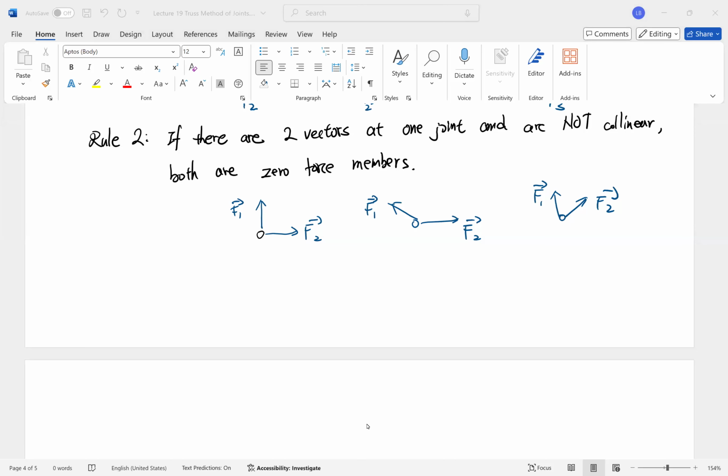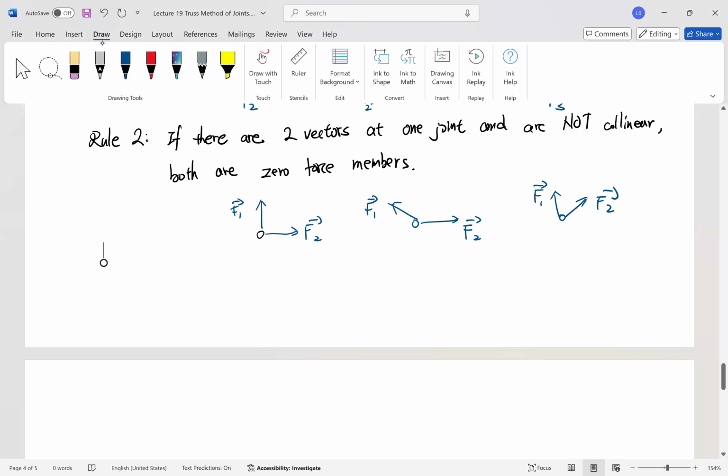We may look at those examples and see which of the forces should be zeros. Okay. And now I'm going to give the answer. Okay. So the answer is all those forces are zero. The reason is because based on the second rule, if there are two forces at one joint and are not collinear, both are zero force members.